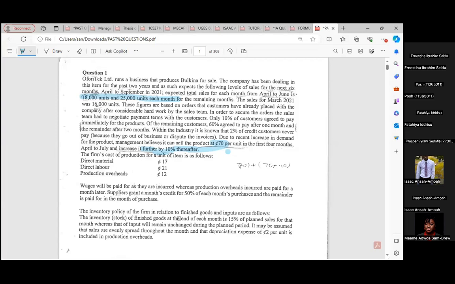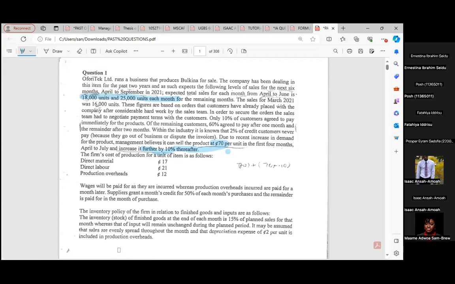It continues to talk about other policies that you have to pick on. Wages will be paid for as they are incurred, whereas production overhead incurred is paid for a month later. Suppliers grant a month's credit for 50% of each month's purchase, and the remainder is paid in the month of purchase.